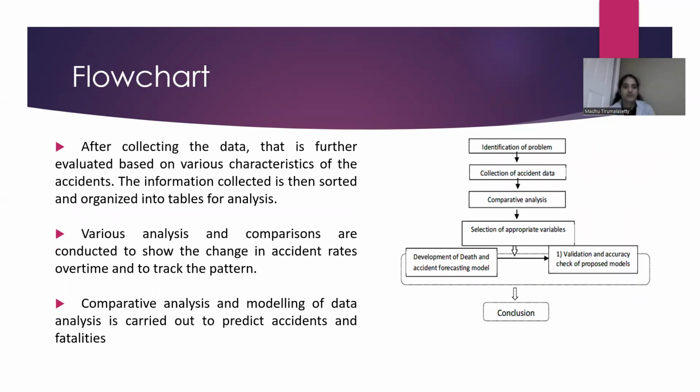Hi, now I'm going to explain the flowchart. First we will identify the problem, that is the injury, and secondly we will collect the accident data. After collecting the accident data, we will evaluate it based on various characteristics or factors. Then we will compare the analysis. Analysis and comparisons are conducted to show the change in accident rates, and comparative analysis and modeling of data are carried out to predict accidents and fatalities. Prediction and accuracy come at the end.